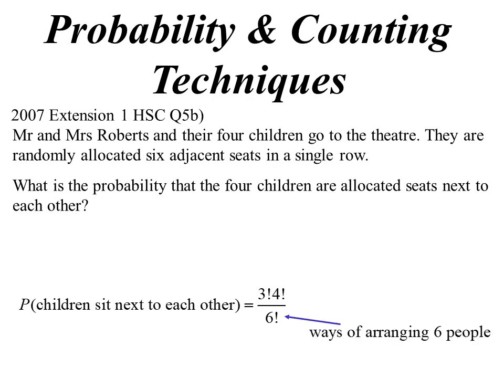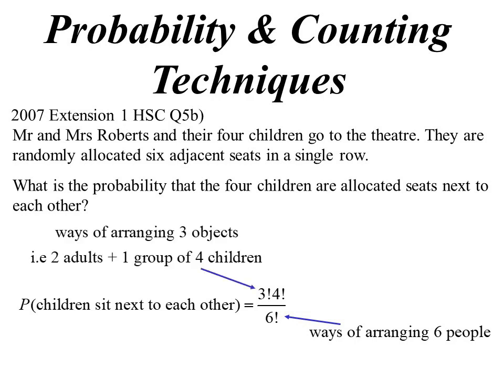Well, 6 factorial, there's 6 people. We're going to arrange all of them, so that's the bottom of the fraction. Top of the fraction then, well, 3 factorial and 4 factorial. Well, 4 factorial, that's the 4 children that want to be together. There's 4 factorial ways of doing that.